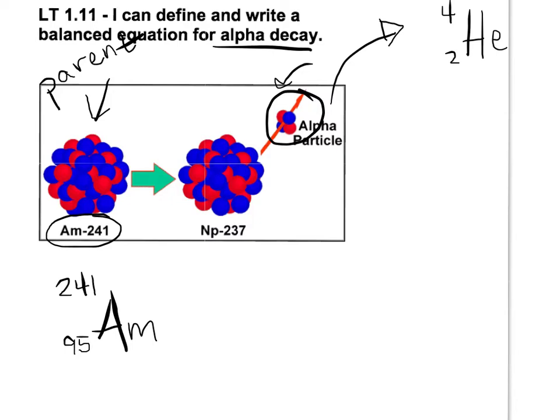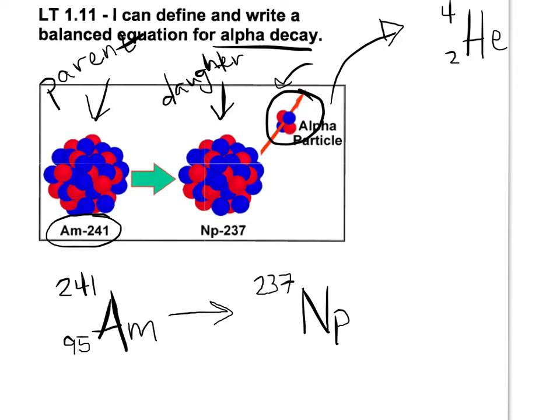Then that parent isotope decays into a daughter isotope, which in the picture is represented by neptunium-237. I look up at the periodic table and see that neptunium's atomic number is 93. But that's not the only thing that decayed. There is also an alpha particle emitted, so I add that to the end, and that is just a helium nucleus with atomic number 2 and a mass of 4. So this is the complete balanced equation for the americium alpha decay.